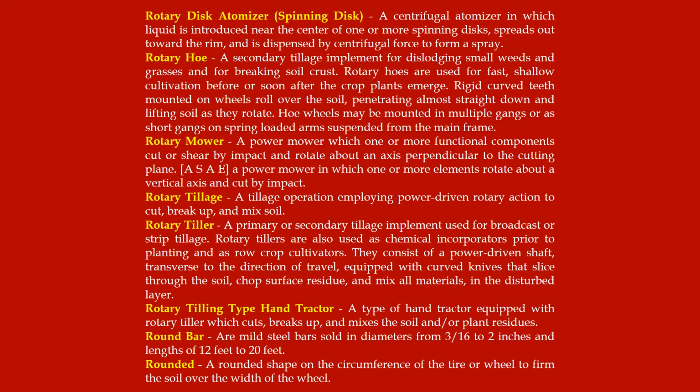Rotary tilling type hand tractor. A type of hand tractor equipped with a rotary tiller which cuts, breaks up, and mixes the soil and/or plant residues. Round bar. Mild steel bars sold in diameters from 3/16 to 2 inches and lengths of 12 feet to 20 feet. Rounded. A rounded shape on the circumference of the tire or wheel to firm the soil over the width of the wheel.